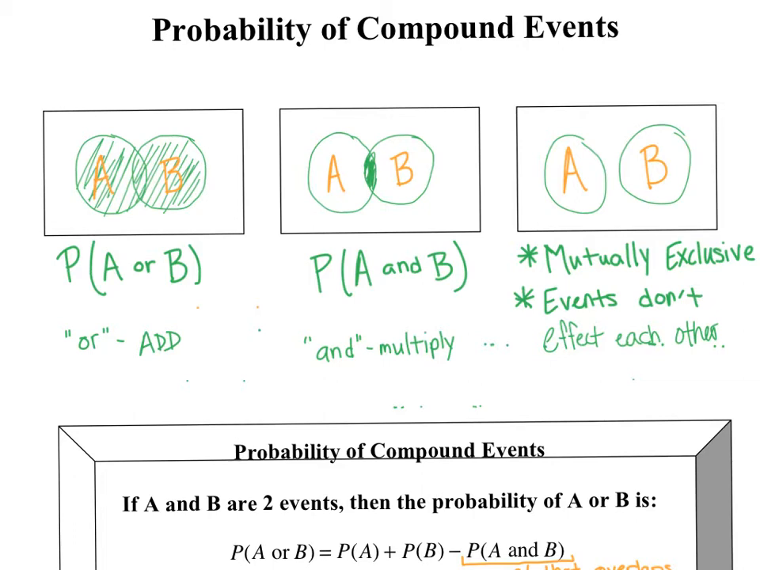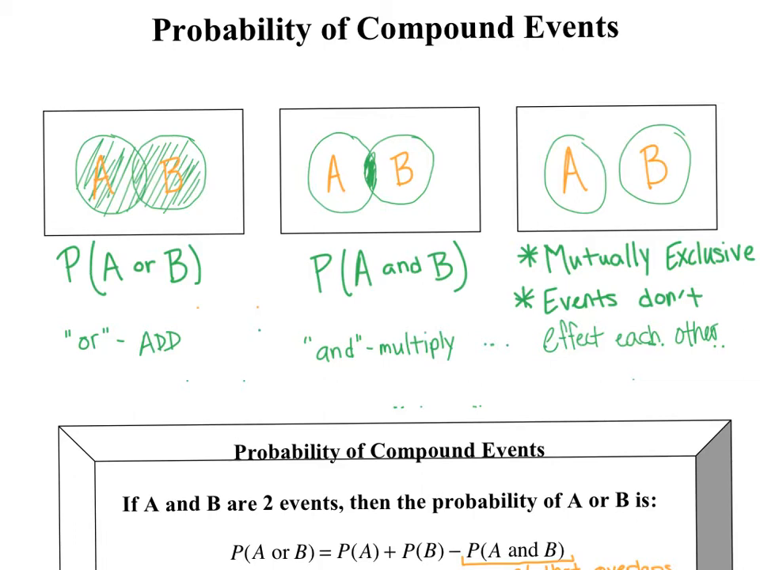So we have different situations here. We have probability of A or B, and you guys know when you see the word or that you're going to add. Then you also have the probability of A and B. So the probability of A and B is those events multiplied together.